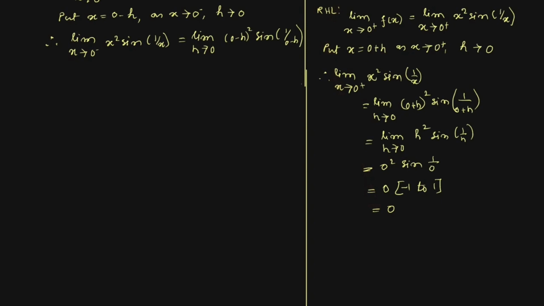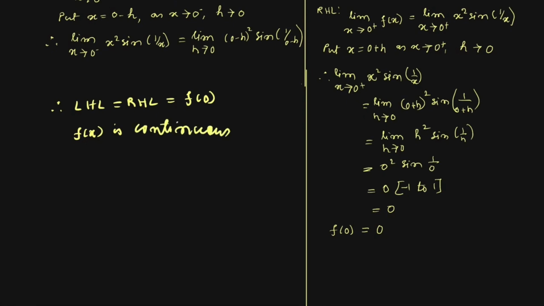Now f of 0 is already given as 0. Therefore we will get left-handed limit equal to right-handed limit, which is equal to f of 0. So the function f of x is a continuous function at x equal to 0.